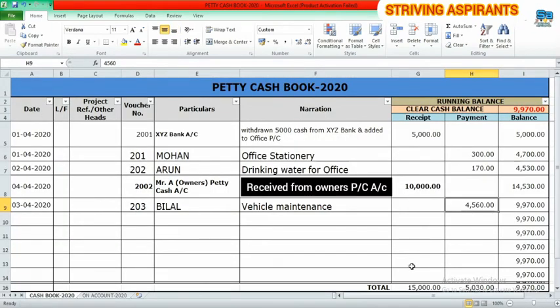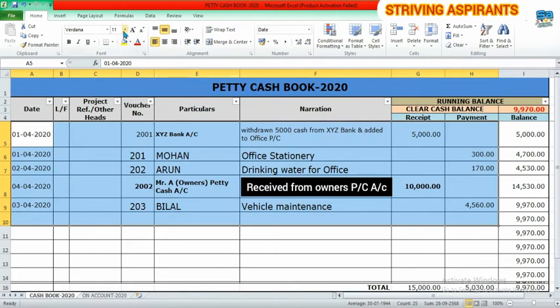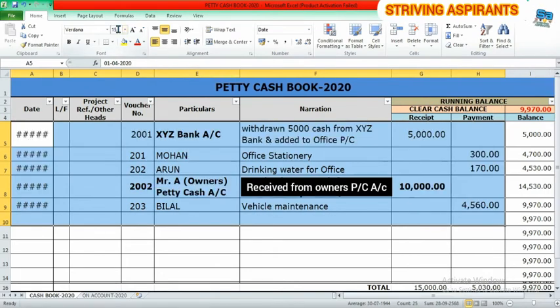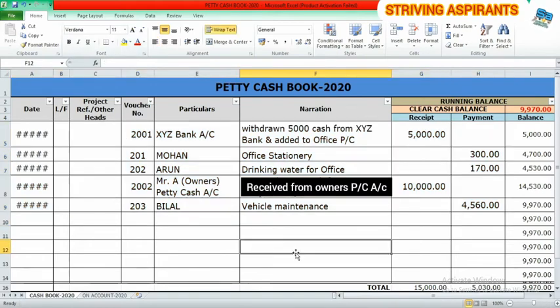So this is all about the petty cash book 2020. Clear cash balance is 9,970. 9,970 means that is the amount we are having in our hand. If we are adding any other amount, it will change, that we can see in the video.